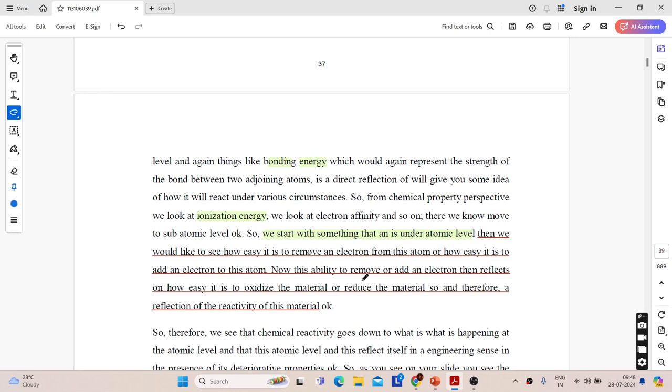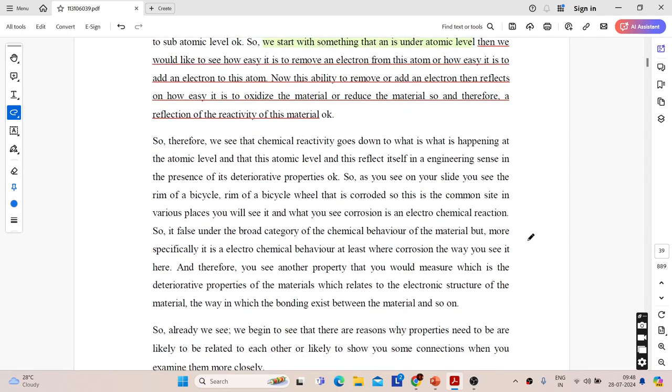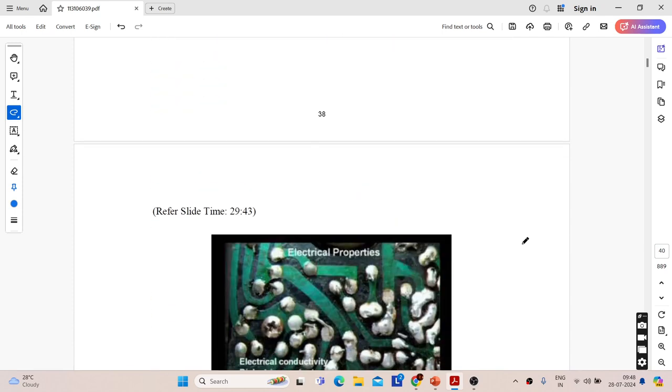The ability to remove or add the electron reflects how easy it is to oxidize the material or reduce the material. Therefore these two things we will study very deeply. For example, when we discussed thermal expansion, I hope you listened to those videos which already explained it. We were discussing the ionization energy, right? That is the main thing.